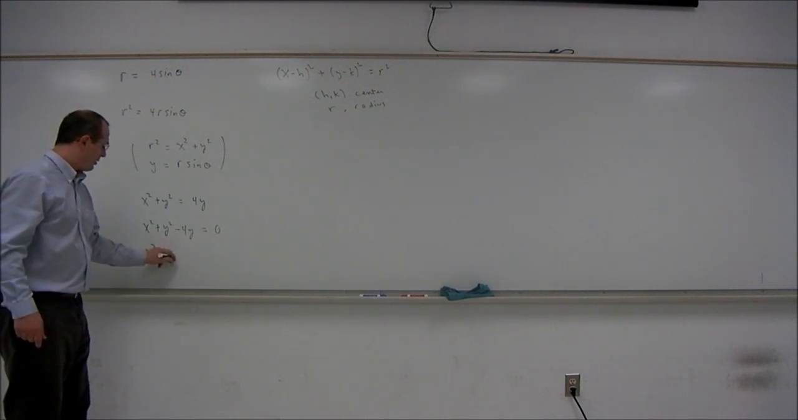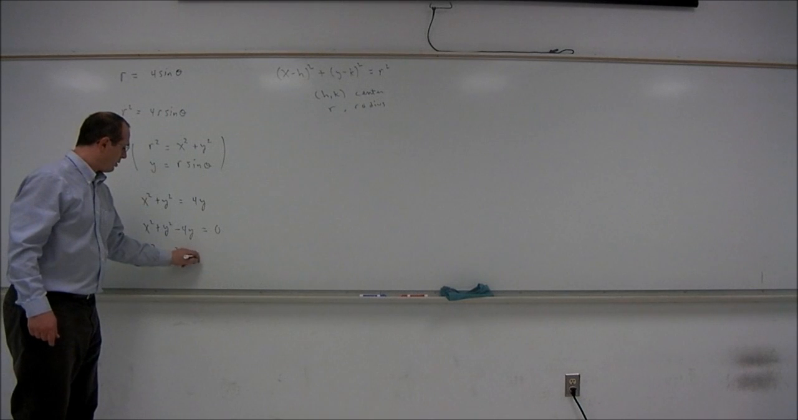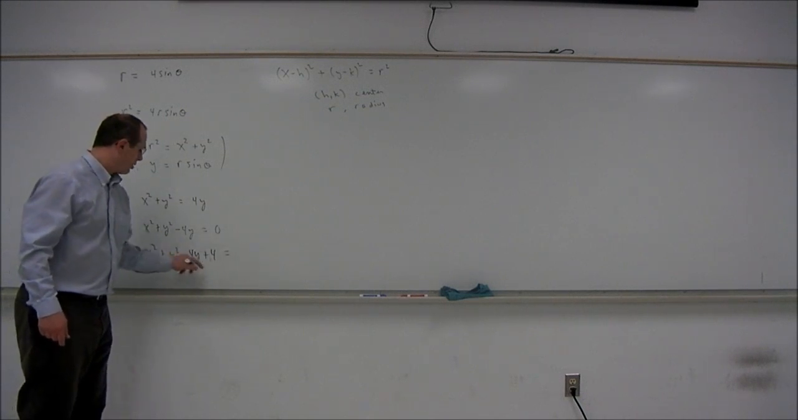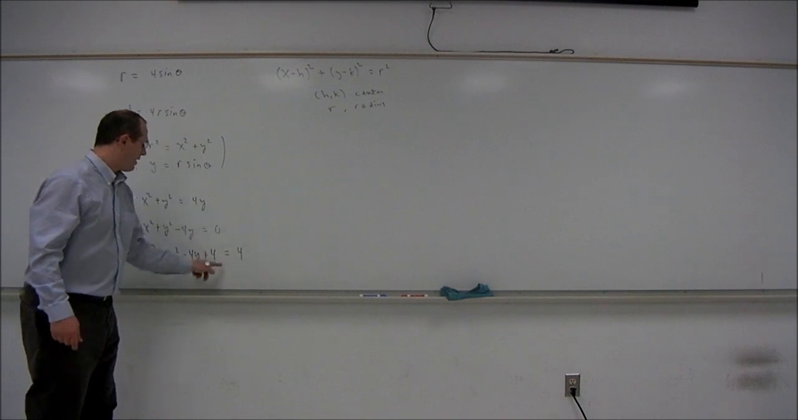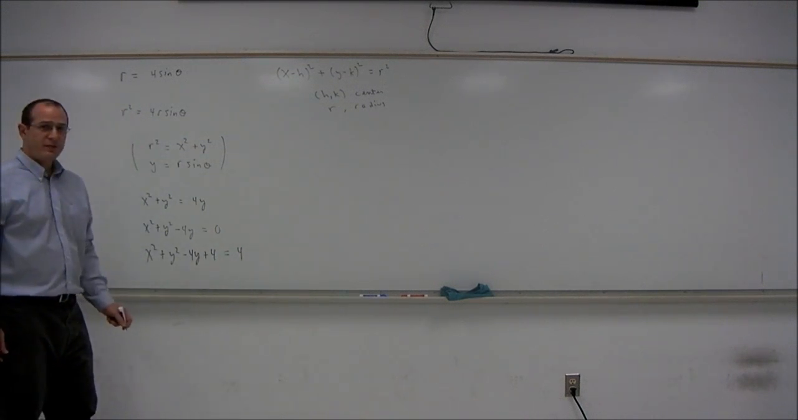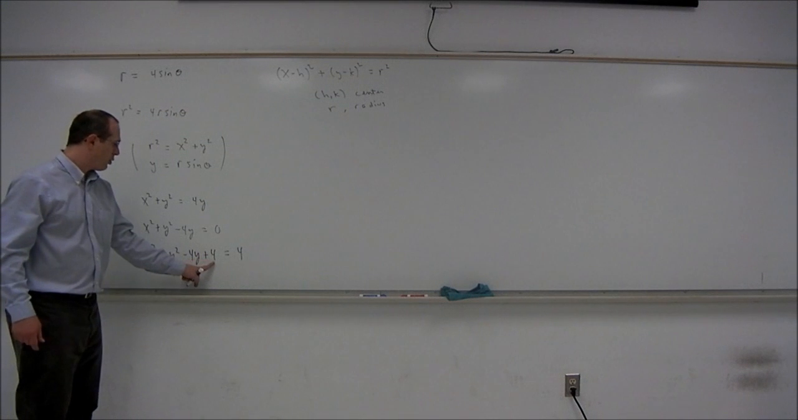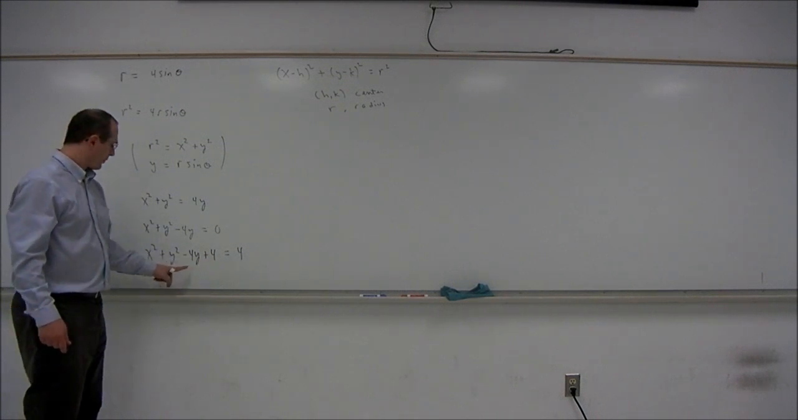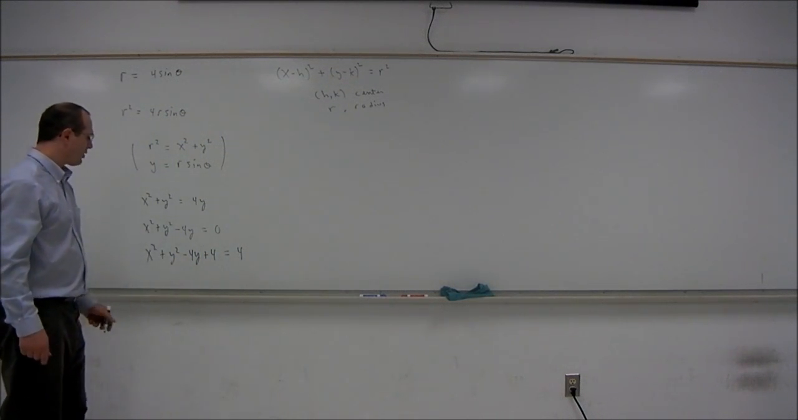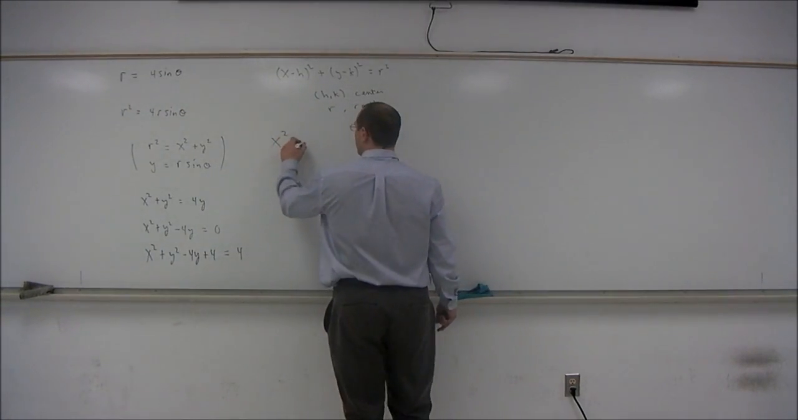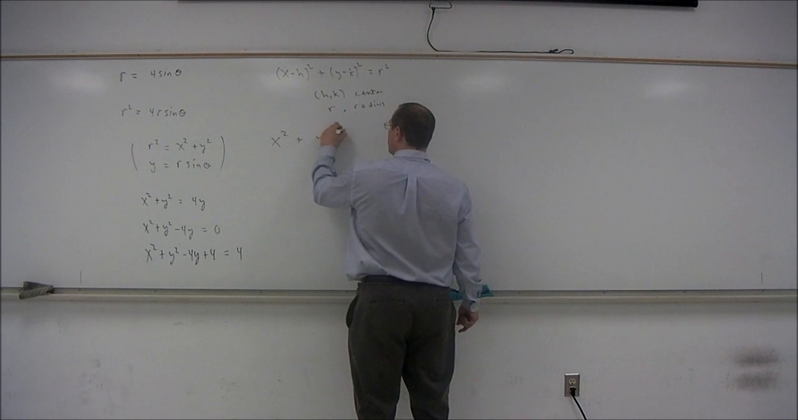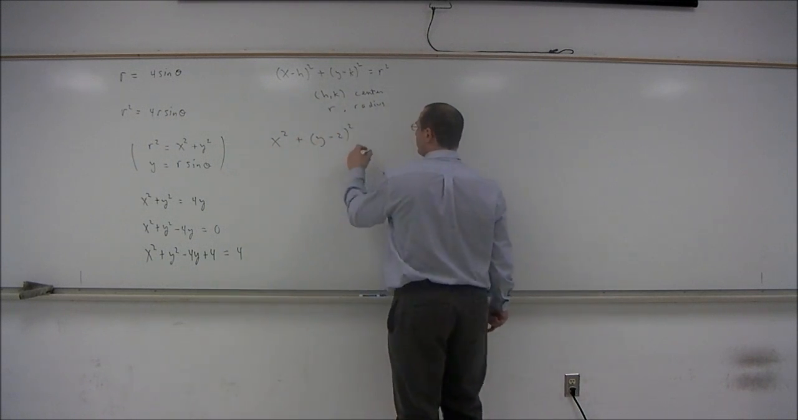We can do that by adding 4 to that quantity. So we have to add 4 to both sides of the equation. This adding 4 is called completing the square. Y squared minus 4y plus 4, hopefully we recognize as being y minus 2 quantity squared.